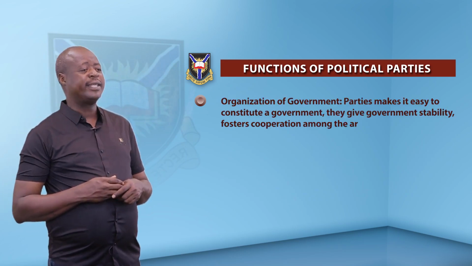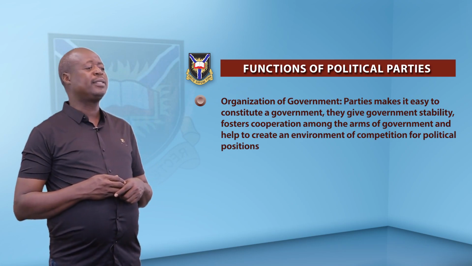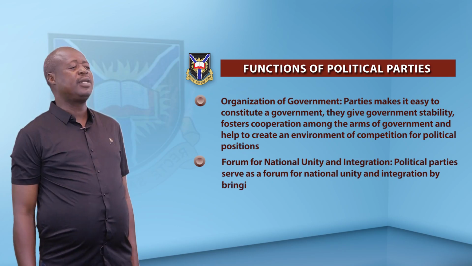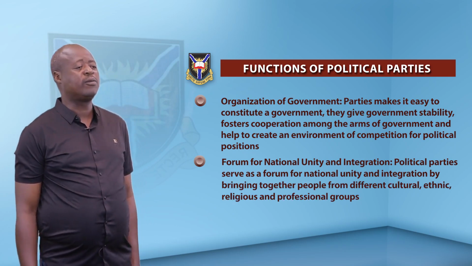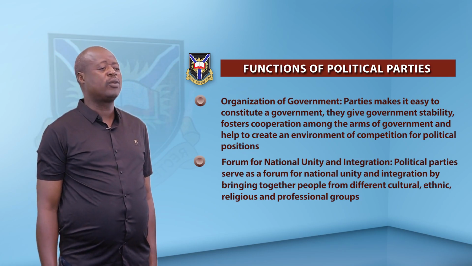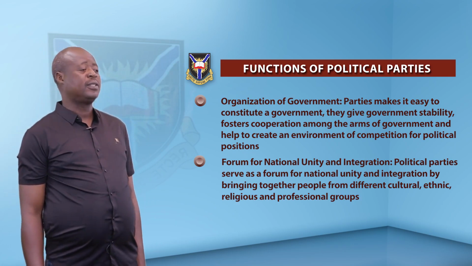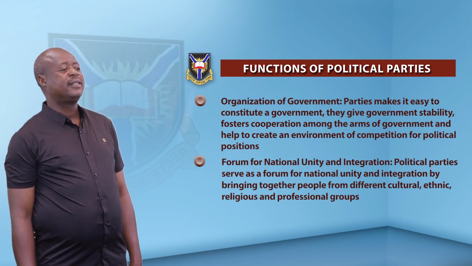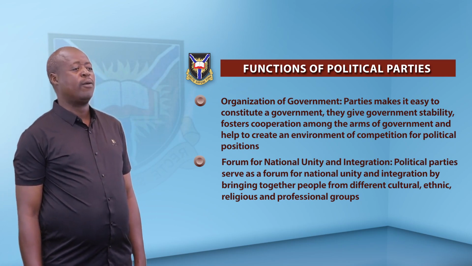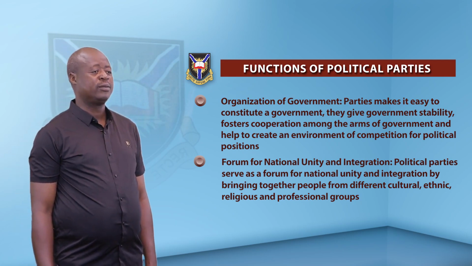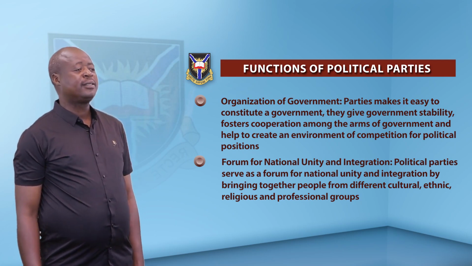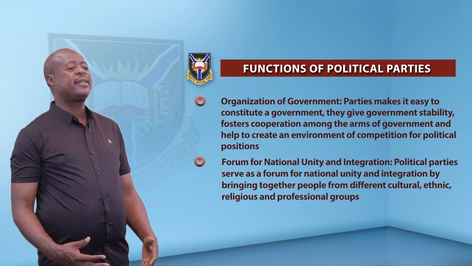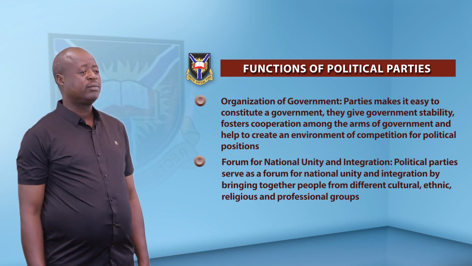6, organization of government. Political parties make it easy to constitute a government. They give government stability, foster cooperation among the arms of government, and help to create an environment of competition for political positions. The next function of a political party is that political parties serve as a forum for national unity and integration. Political parties bring together people from different cultural, ethnic, religious, and professional groups.